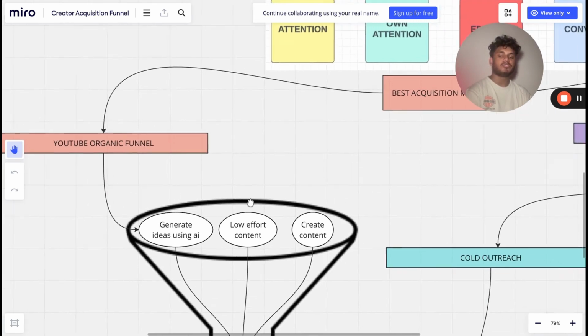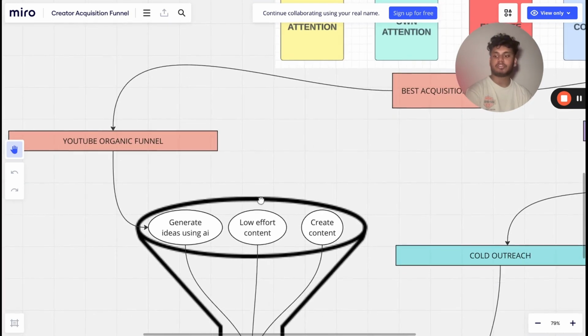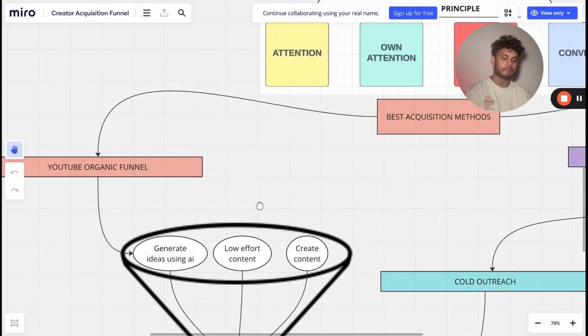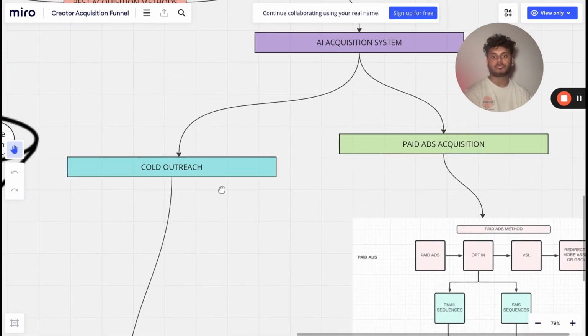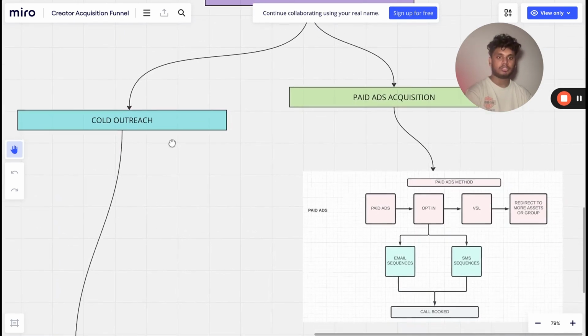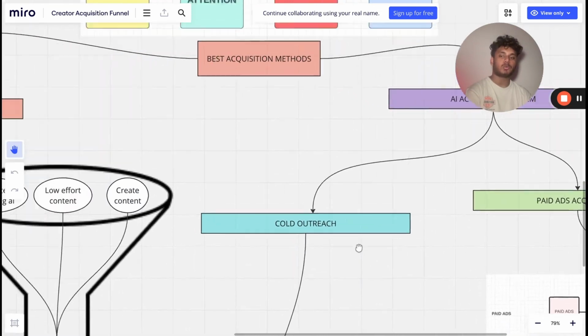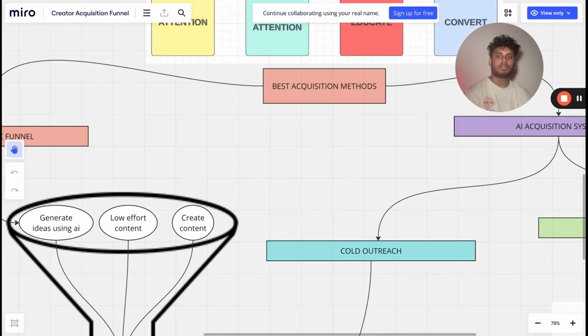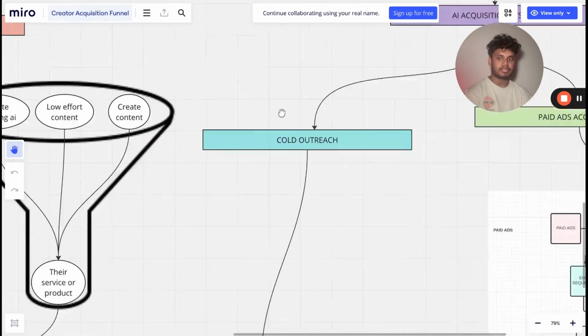But since you are starting out, you might not have that much leverage through your content, because you haven't even created your first YouTube video. That is why we use the second acquisition process as well, which we call the AI acquisition system, which consists of two things: cold outreach and paid ads acquisition. You can completely automate these two processes so that you can start acquiring clients and then send all the attention to your main YouTube channel.